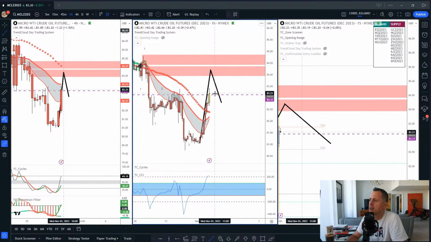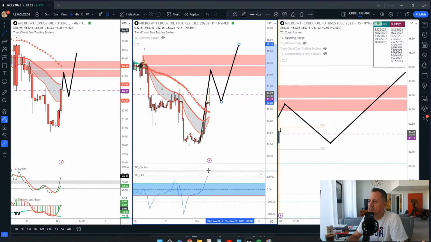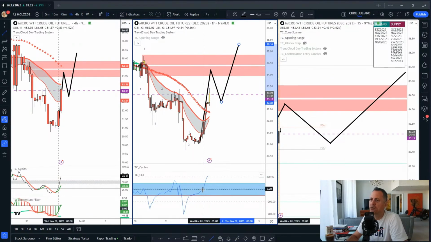Pulls back, makes you a little money, and then does this, right? That's what TrendCloud is telling you could happen. The momentum is telling us that that's the situation that we're going to put ourselves in.